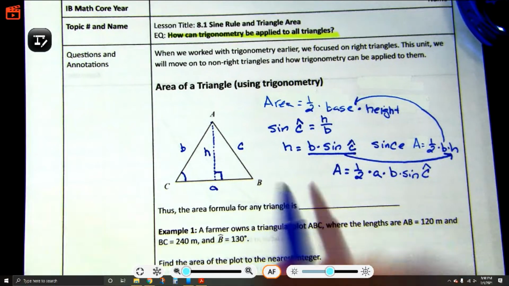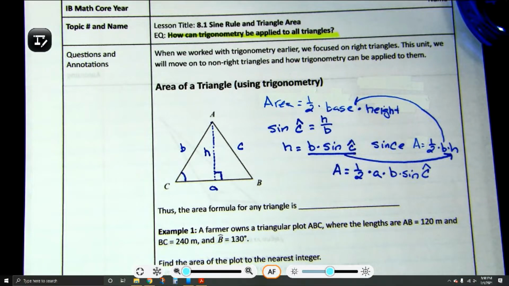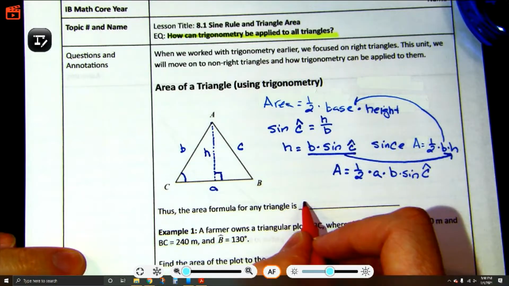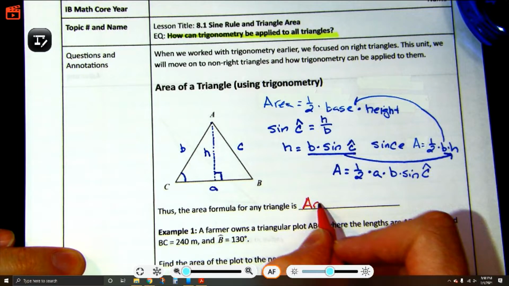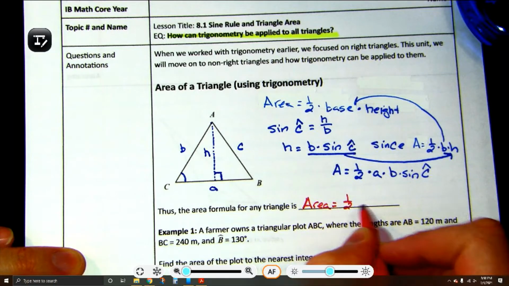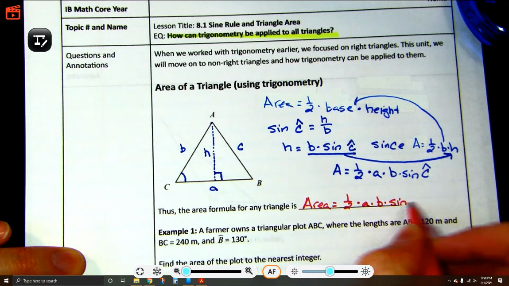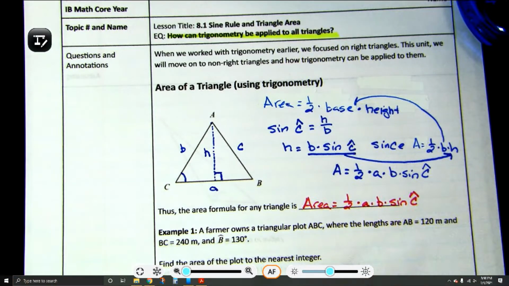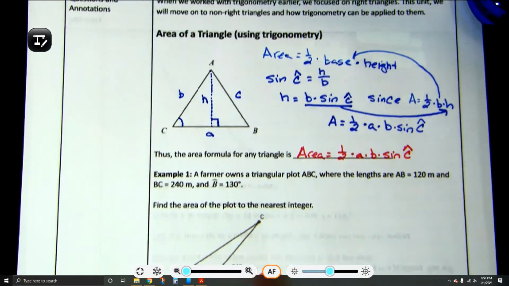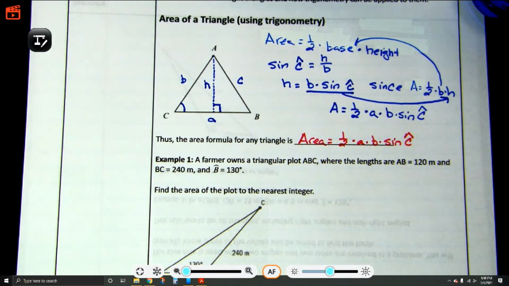Thus, the area formula for any triangle is area equals 1/2 times a times b times the sine of angle C. And there you have it. That's an extremely helpful and important formula. Make sure that you're comfortable with it.